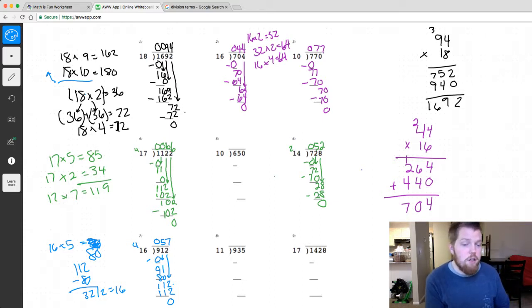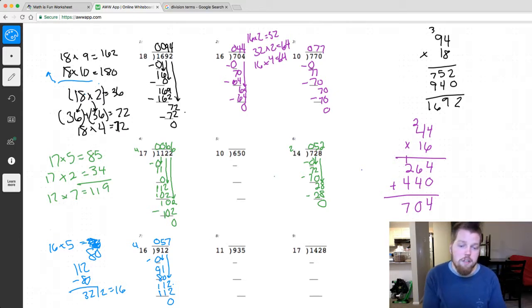So if you have some kind of standardized test where speed is a thing for you, then start to memorize your multiplication tables for sure. But if speed isn't a thing, then you can do these building your times table things that we did here and earlier in the session.